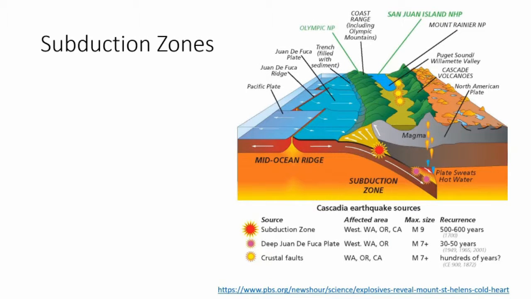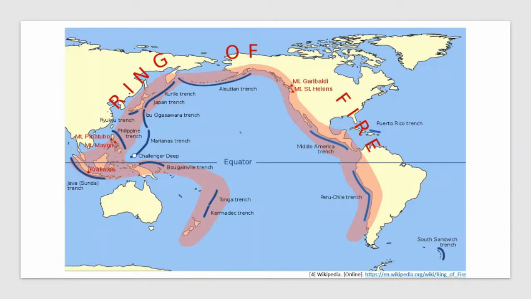The second geothermal source is subduction zones. They are located at the edge of tectonic plates and occur when one plate is pulled beneath another. The major subduction zones currently circle the Pacific Ocean, forming the well-known Ring of Fire.